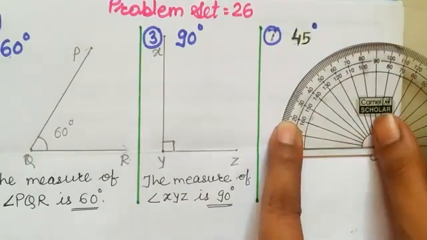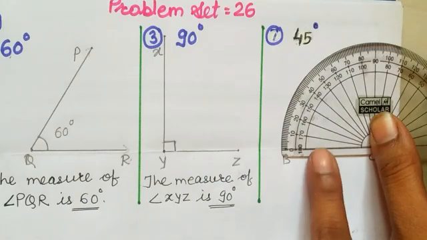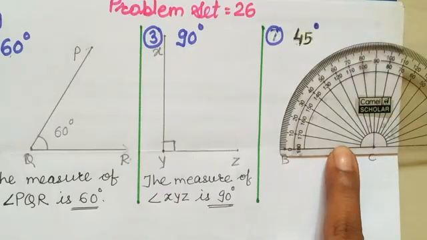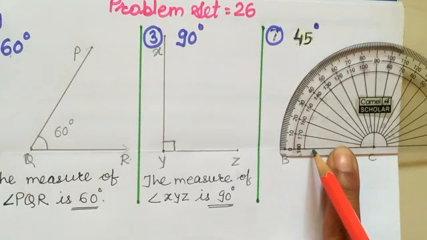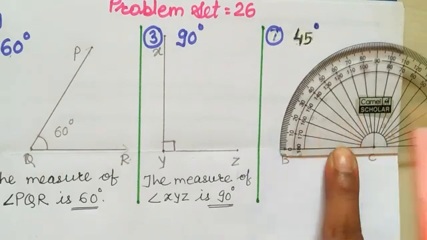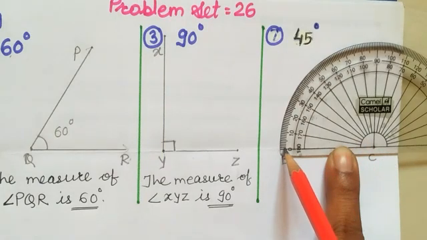The arm of the angle BC should be over the baseline of the protector. Now students, if that arm BC is on the left side of the protector, it means we should start counting from the left sided 0 point. In this situation we cannot count from the right side because the arm is on the left side of the center of the protector. So we should start counting from here.